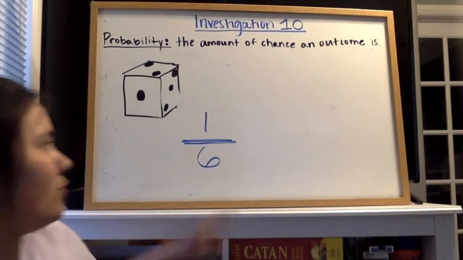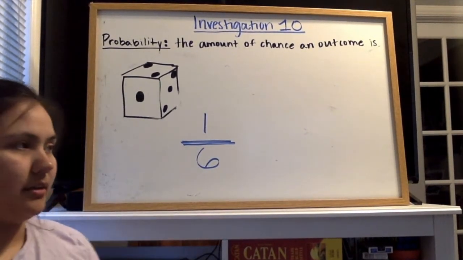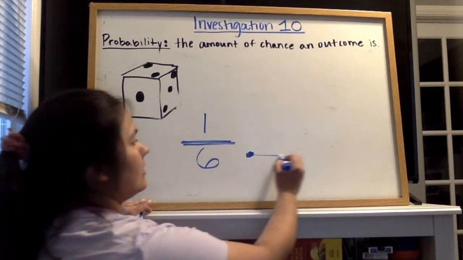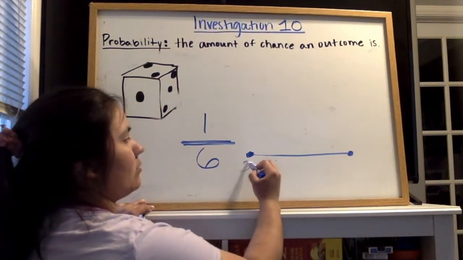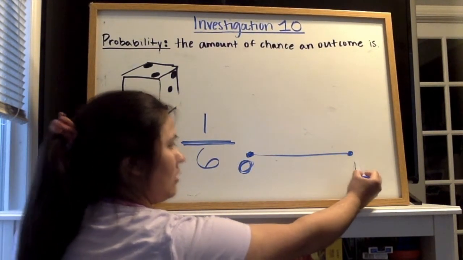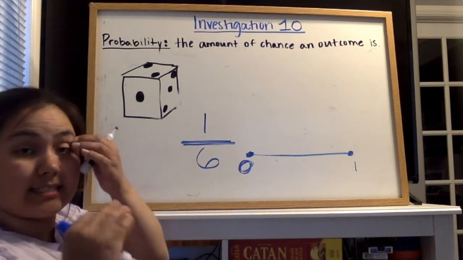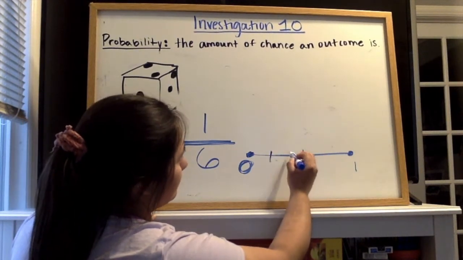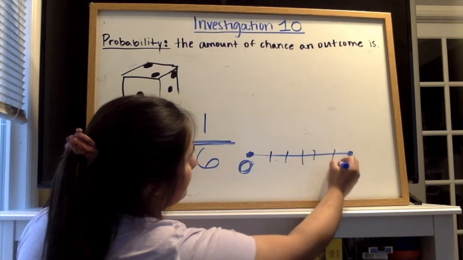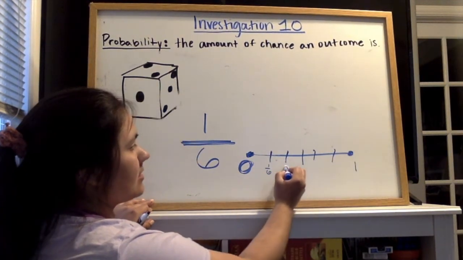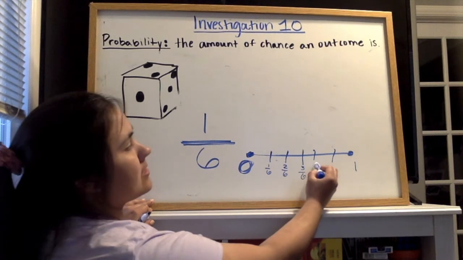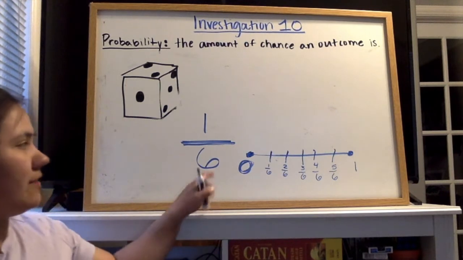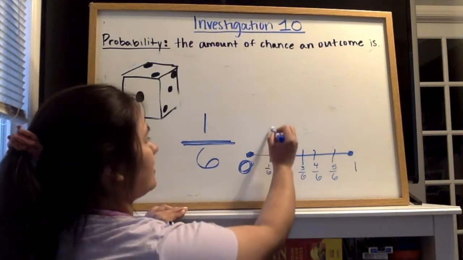So if you have 1/6 of a chance, let's think of a number line here. We start at 0 and go all the way to 1. If we're talking about 6, we need to make 6 equal parts in between 0 and 1. So 1/6, 2/6, 3/6, 4/6, and 5/6. So if you have 1/6 of a chance, that's going to be about right here.